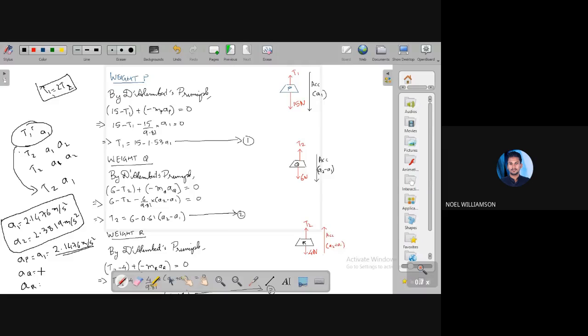Now acceleration of Q, AQ, is A2 minus A1, that is 2.38 minus 2.14, approximately equal to 0.2343 meter per second square, and AR is A2 plus A1, which is the sum of these, that is 4.5295 meter per second square. Okay, so these are the final values.